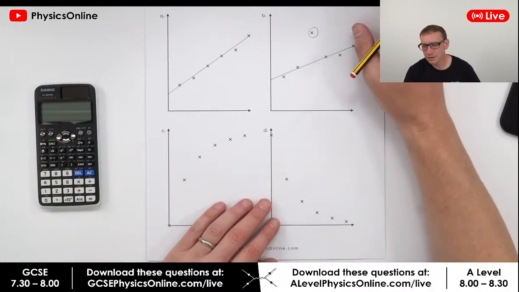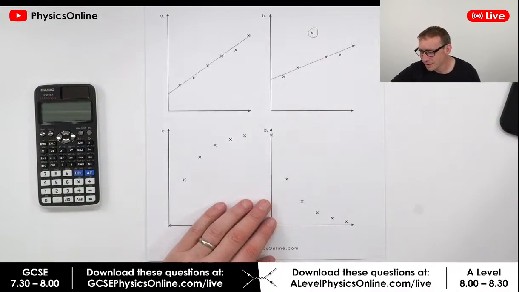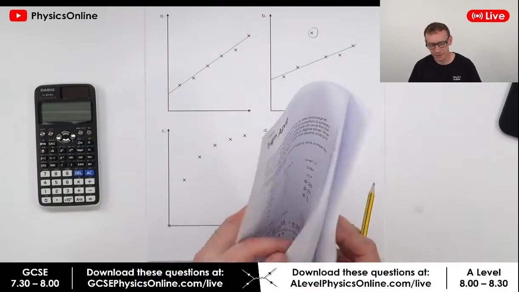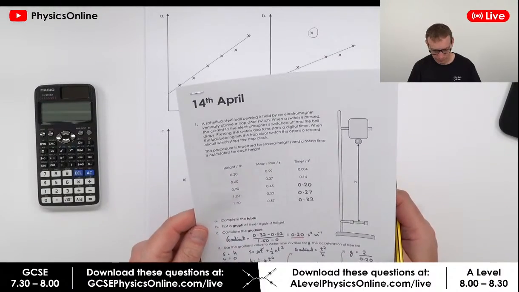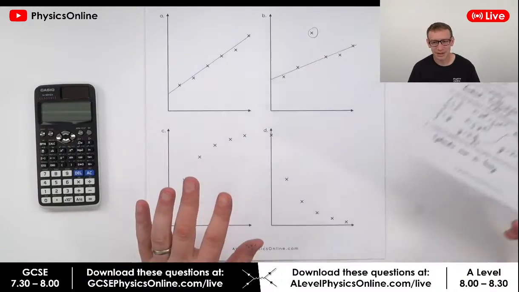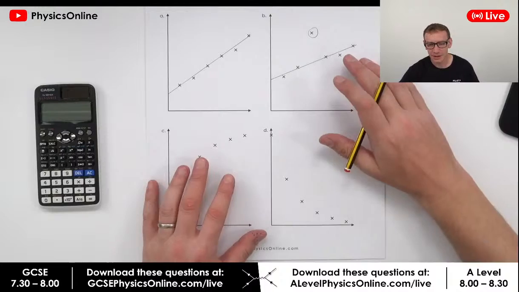Are we going to do anything related to absolute uncertainty? Let's have a look. Are we going to do some absolute uncertainty stuff? We will, potentially. Maybe not lots of it, but a little bit, Decky.